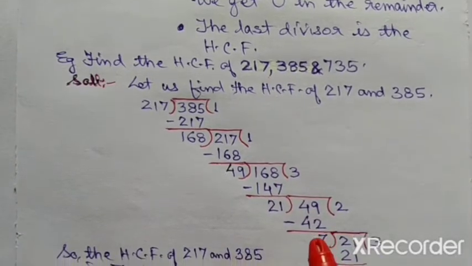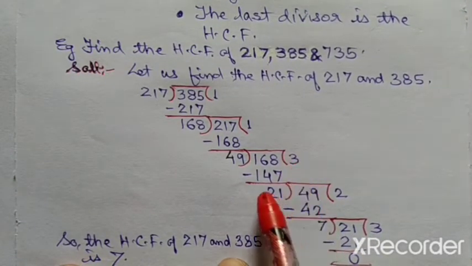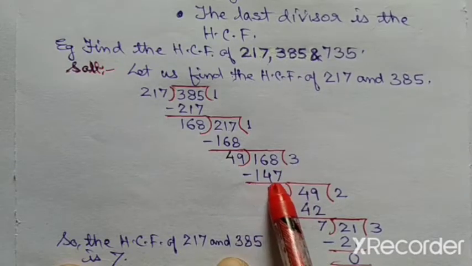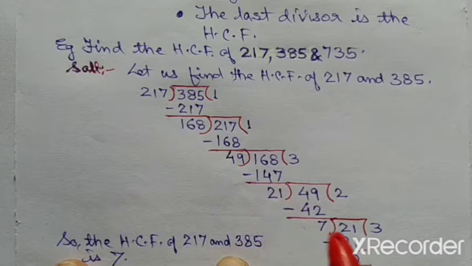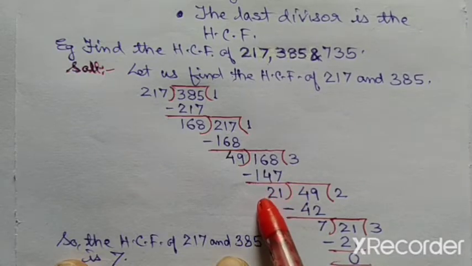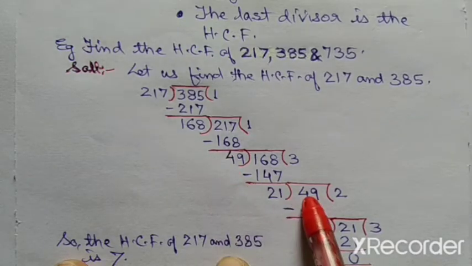Now children, again divide in the same way. How many times will you go? 3 times. 49 threes are 147, subtract from 168, 21 is the remainder, children. Now 21 becomes the divisor in the next division process and 49 becomes the dividend.